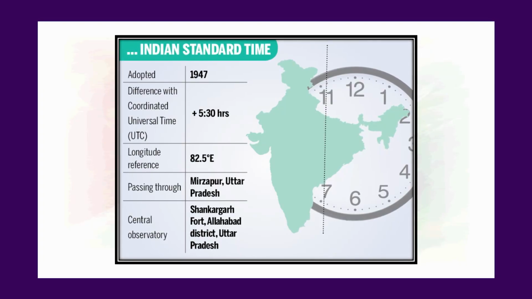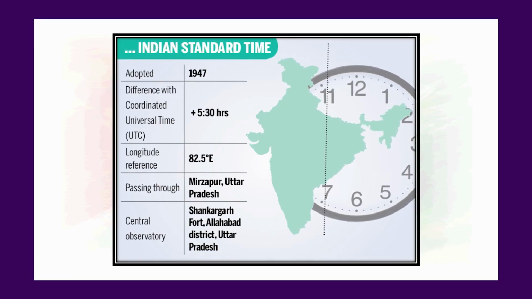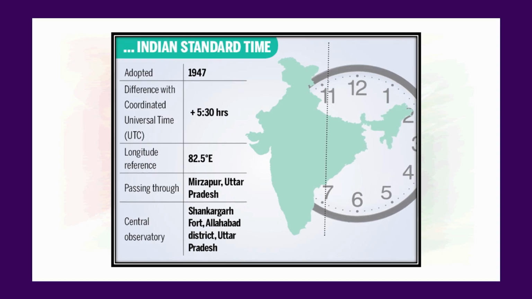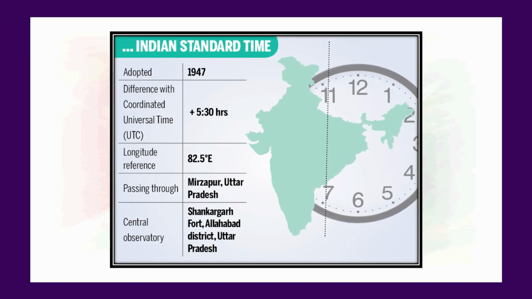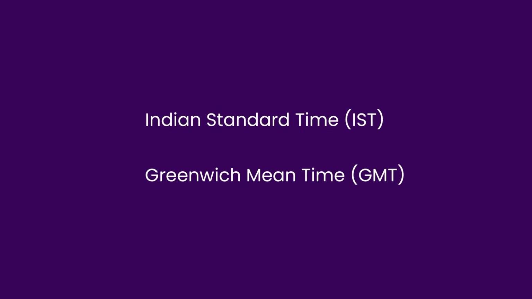Thus, to keep a timekeeping system uniform across the country, the standard meridian of India, 82 degree 30 minute east, which passes through Mirzapur, Uttar Pradesh, is taken as the standard time. The time according to the standard meridian of India is known as Indian Standard Time. Hence, India adheres to only one time zone, which is according to the IST. The IST is ahead of the time according to Greenwich, also known as Greenwich Mean Time, by 5.5 hours.